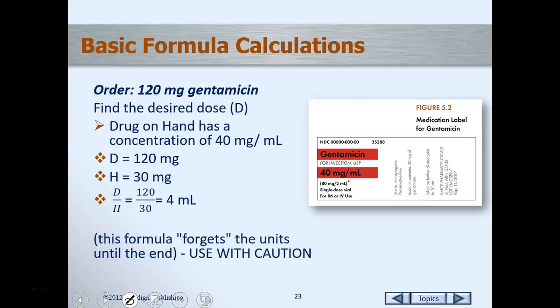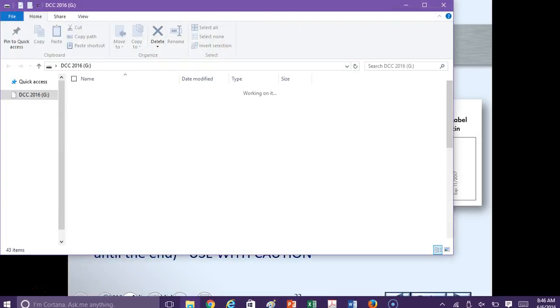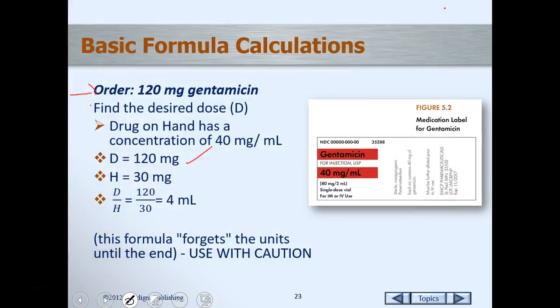So, for example, if the order is for 120 milligrams, our desire is 120. What we have, that should say 40. So that should be 3 milligrams. I have no idea where that 30 came from. So anyways, doing it properly, 120 divided by 40 is equal to 3 milliliters.